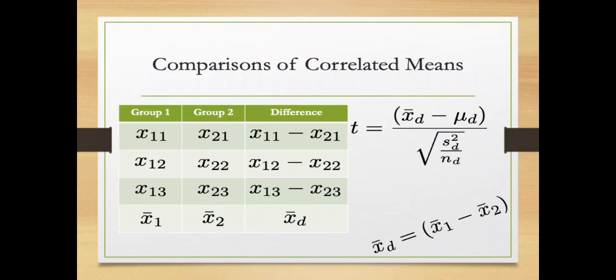The denominator of the dependent groups t-test is equal to the standard deviation of the difference scores divided by the square root of the sample size, or if you prefer, the square root of the variance of the difference scores divided by the sample size. And because we're really comparing the difference scores and not the columns of values, the degrees of freedom for the dependent groups t-test is equal to the number of difference scores minus 1.